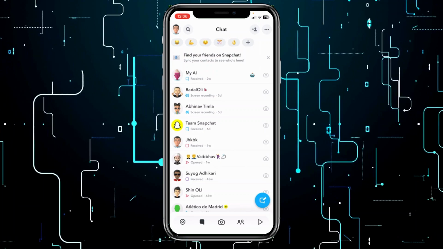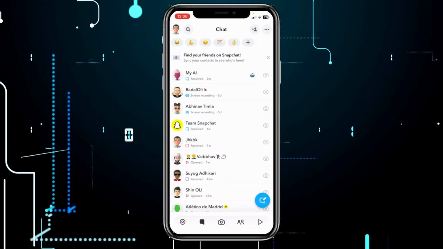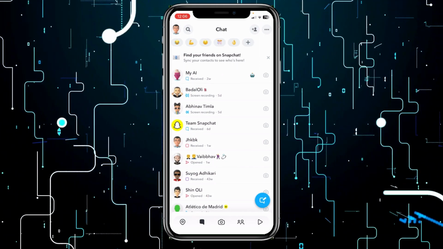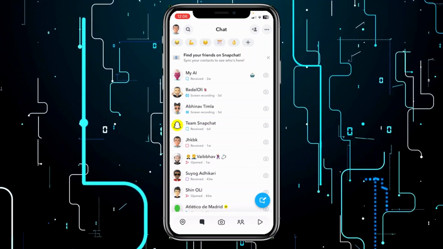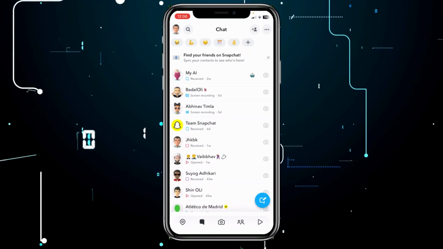And do not get confused. Subscribers and friends are different. You're going to have millions, hundreds of millions of subscribers on Snapchat. But for friends, you can only have 6,000 of them. So don't get confused between subscribers and friends.